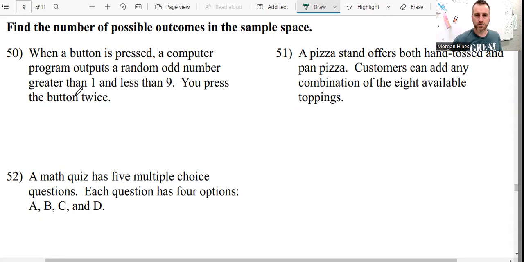Hello, friends. Let's do some probability. Number 15 starts with what you would call the fundamental counting principle. We want to know the number of possible outcomes in this sample space.